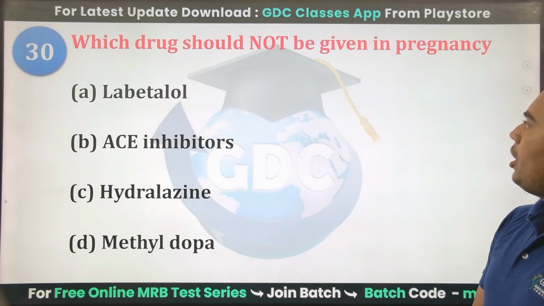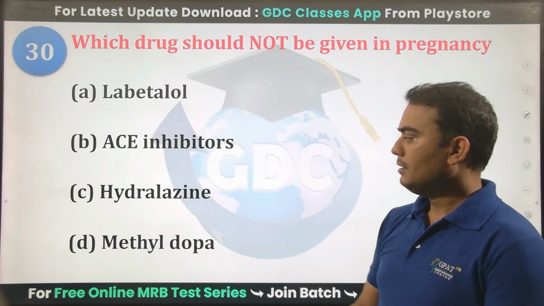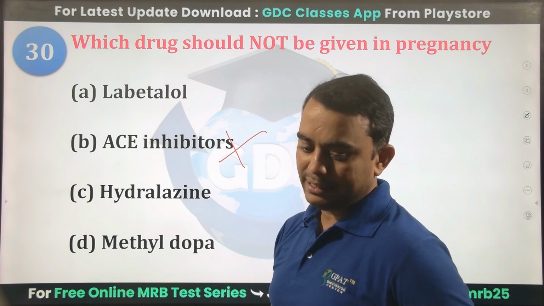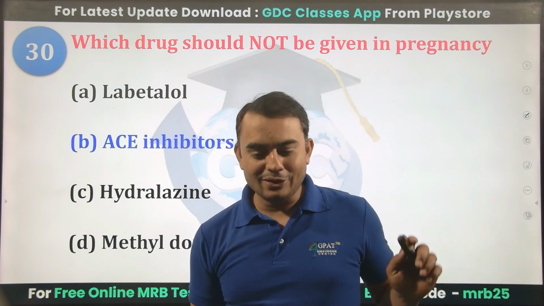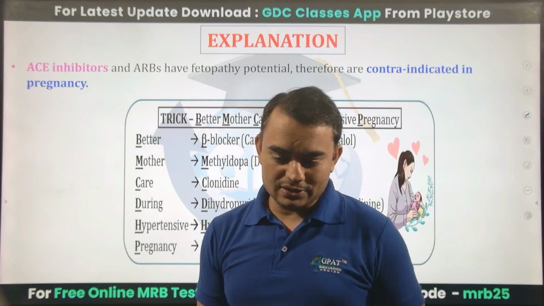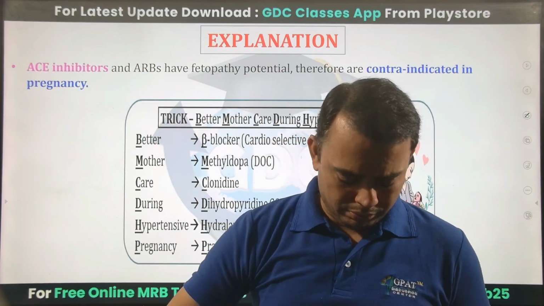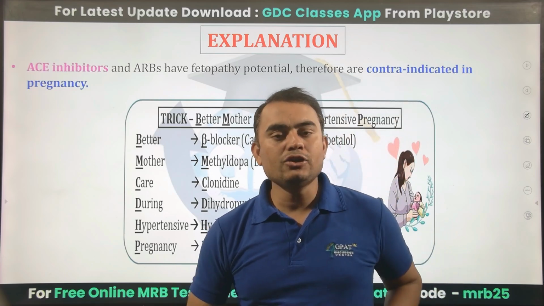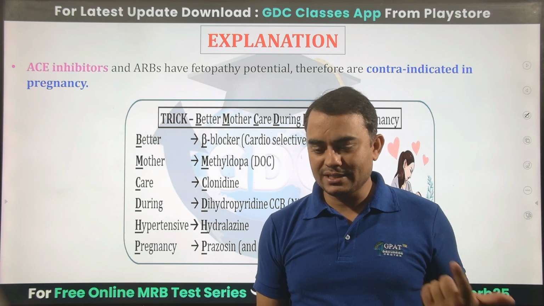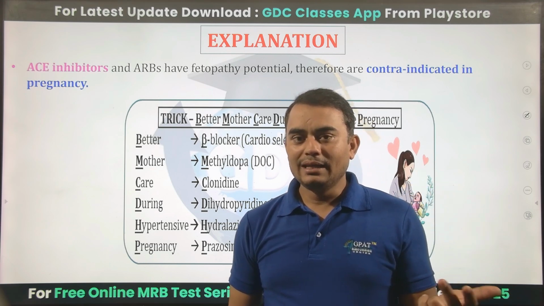Which drug should not be given in pregnancy? Never use RAAS system acting drugs during pregnancy. So ACE inhibitors cannot be used. So these are the important 30 questions from the cardiovascular system under the topic of introduction, antihypertensive agents and antiarrhythmic drugs.